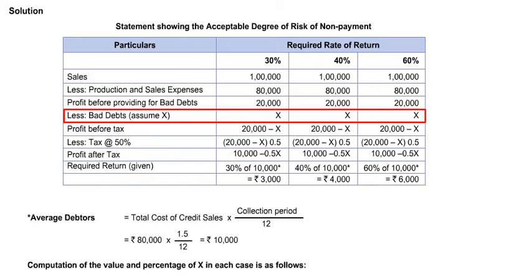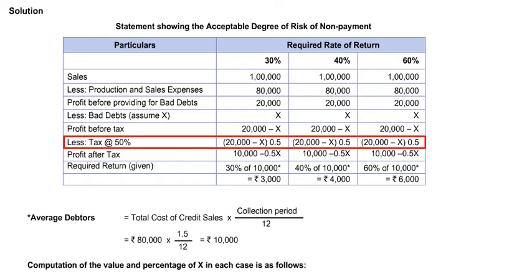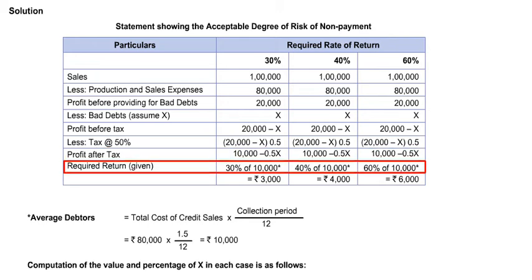So we assume that as X. So the profit before tax will be 20,000 minus X in the first column, in the second one and the third one as well. Now we will reduce the tax at the rate of 50%. Now profit after tax after this calculation will be 10,000 minus 0.5x in each of the cases. Now what is the required rate of return given? It is 30% of 10,000.